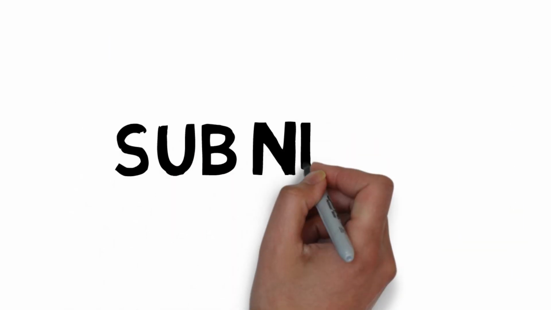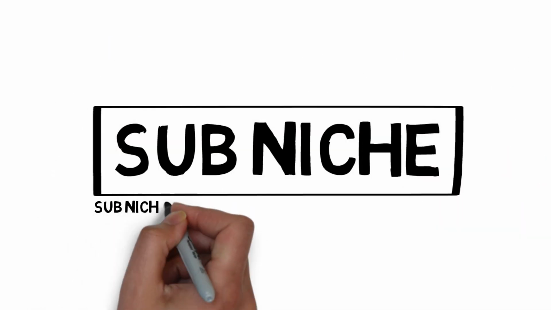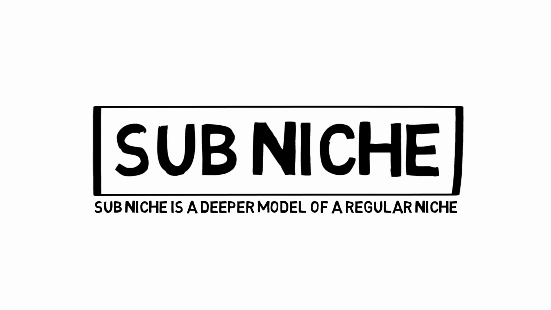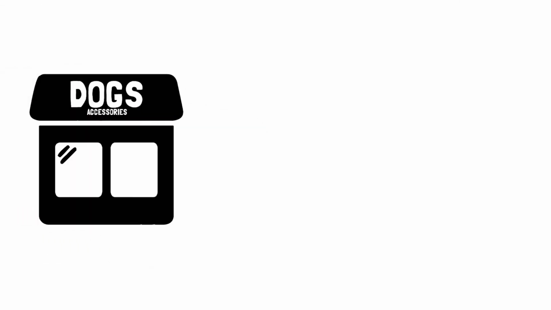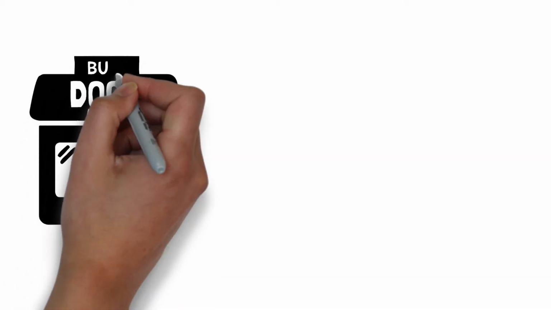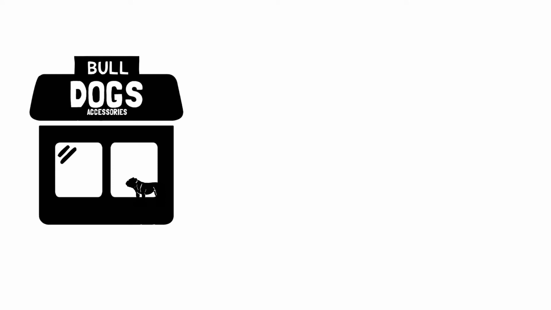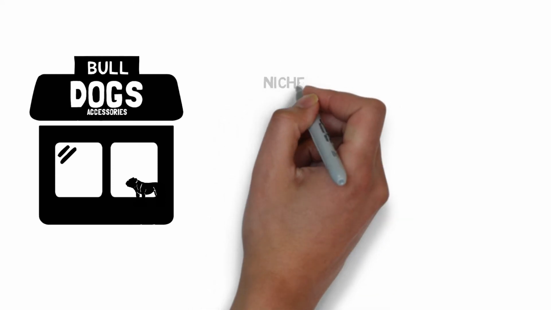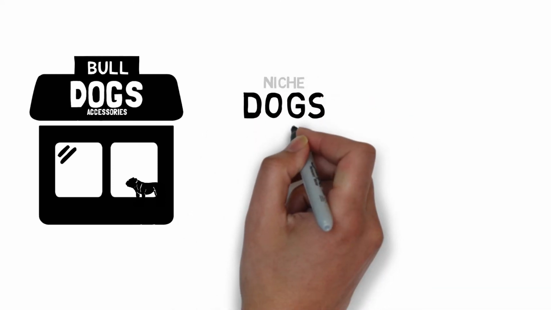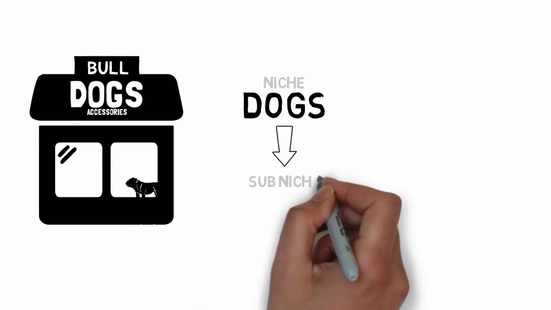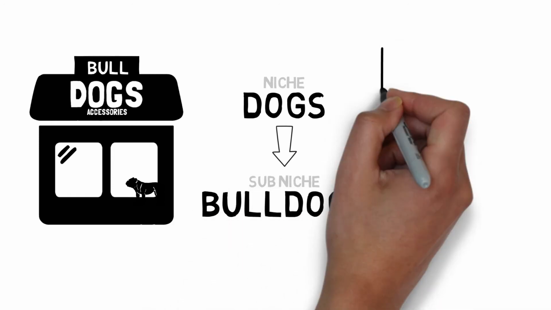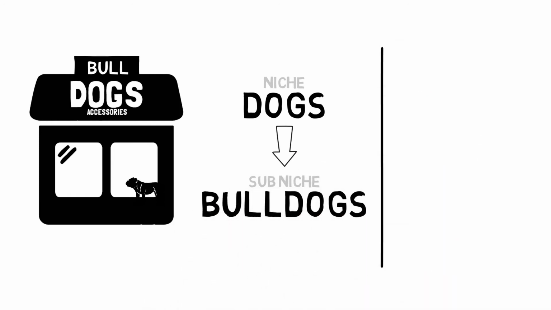Now moving on to the term sub-niche. A sub-niche is a deeper model of a regular niche. For example, Seller 1, who was selling dog accessories, if he suddenly decided that he'll limit his store activity to selling bulldog accessories only, then we'll consider his business a sub-niche-based business. And that's because he went deeper into the dogs niche and specialized in a specific sector in his niche. That is simply what sub-niches mean.